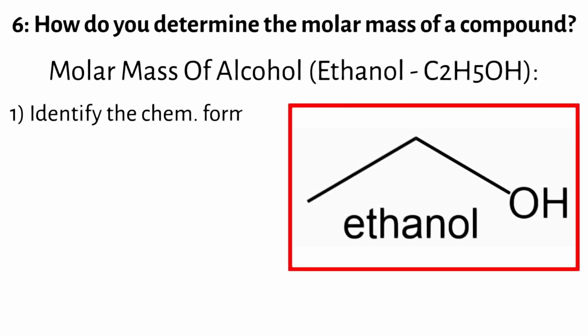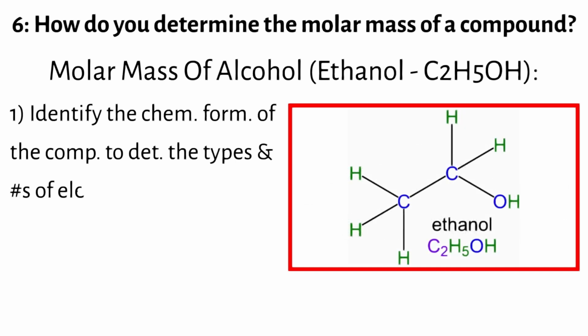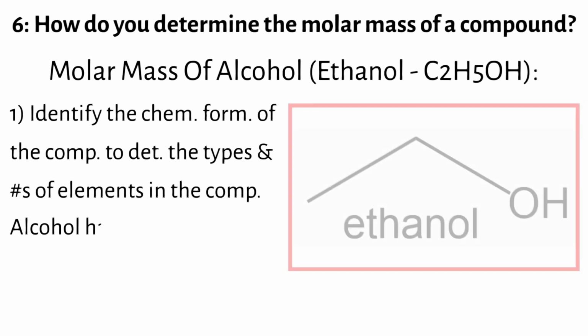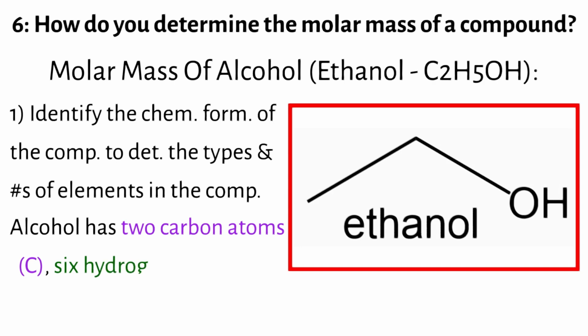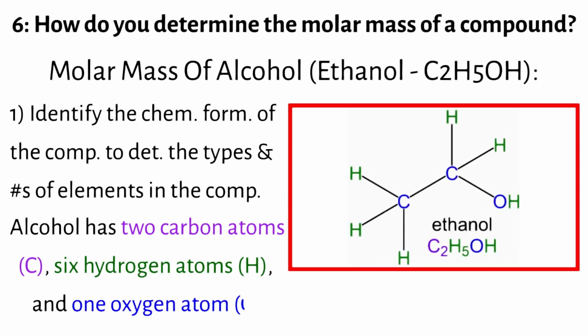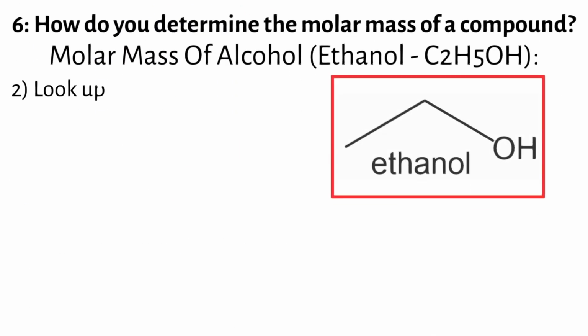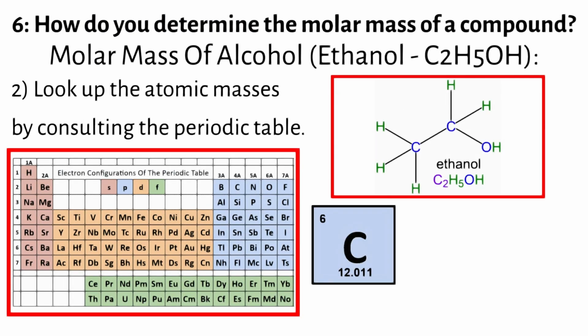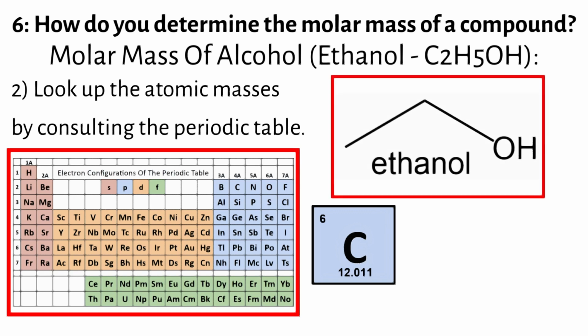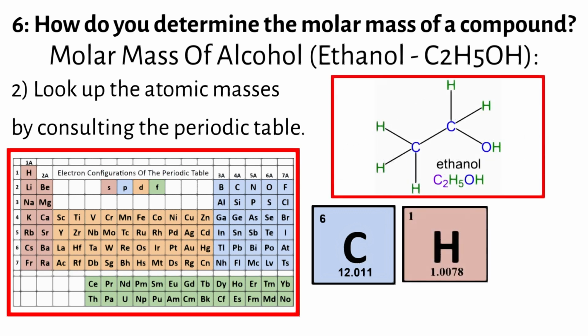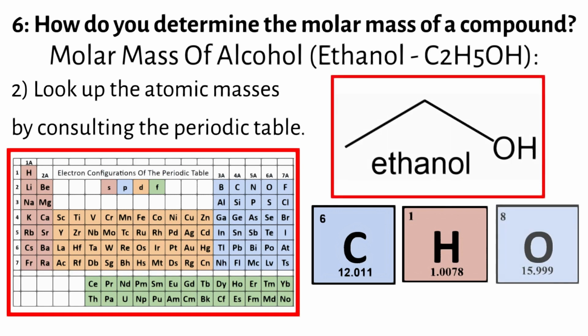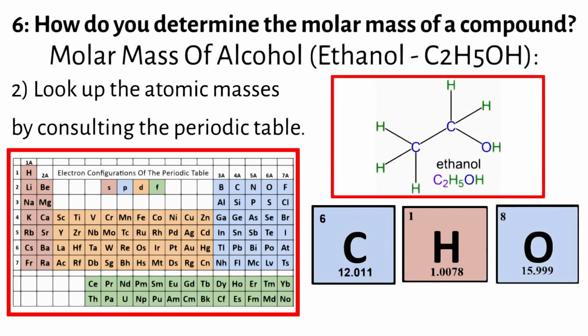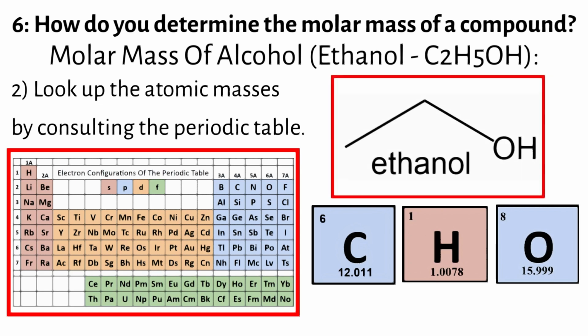First, you identify the chemical formula to determine the types and numbers of elements present. Alcohol has 2 carbon atoms, C, 6 hydrogen atoms, H, and 1 oxygen atom, O. Next, look up the atomic masses from the periodic table. Carbon, C, has an atomic mass of approximately 12.011 grams per mole. Hydrogen, H, has an atomic mass of approximately 1.008 grams per mole. Oxygen, O, has an atomic mass of approximately 15.999 grams per mole.